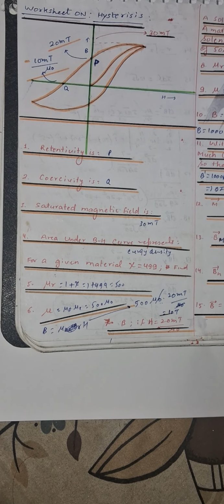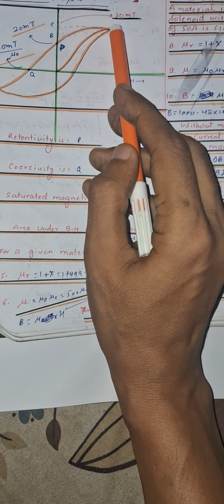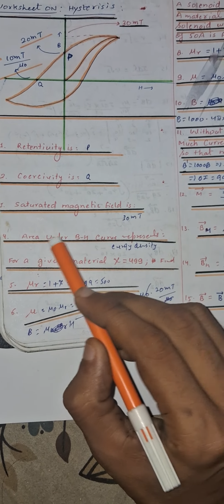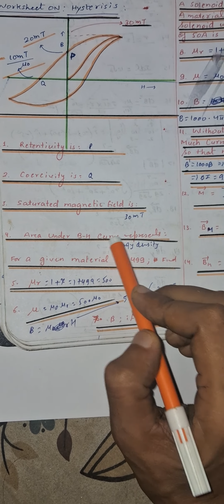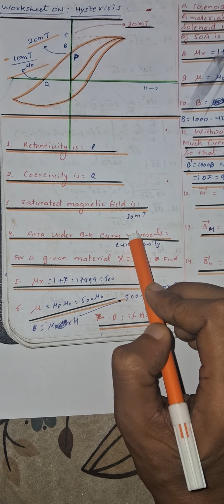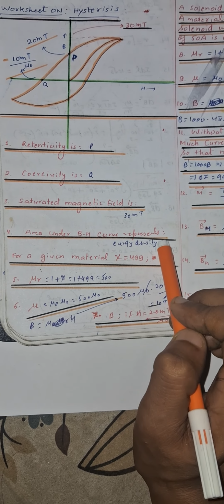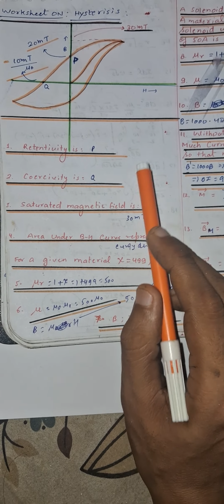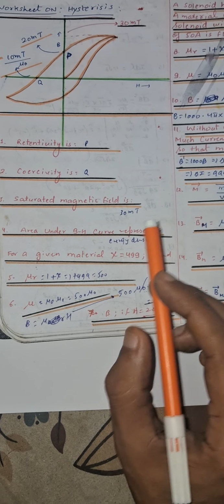Then we have saturated magnetic field. Saturated magnetic field is when the magnetic field does not increase, and it is given here as 30 millitesla. Next, the area under the BH curve represents the magnetic energy density stored in the system in this hysteresis curve.